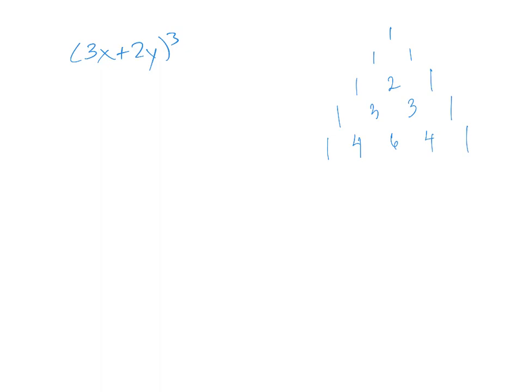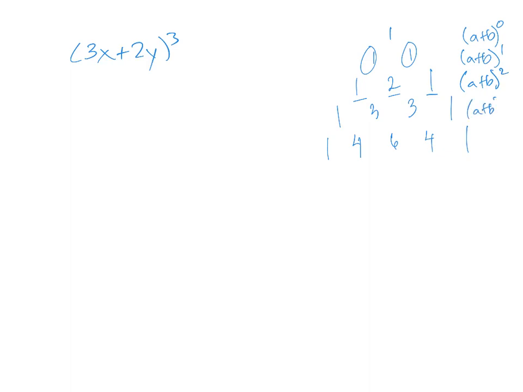Okay, now how does this apply? Well, a plus b to the 0th power, that's simply 1. Here we have a plus b to the 1st power. All right, our coefficients for both a and b are 1. Then we have a plus b to the 2nd power. Our coefficients would be 1, 2, 1.